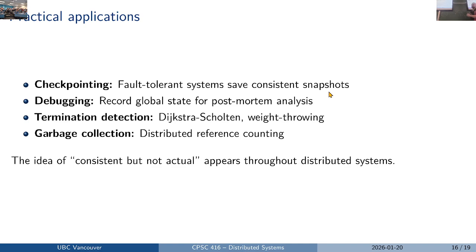In distributed reference counting, you can actually build garbage collectors, believe it or not. You can actually keep track of how many references are outstanding to something. Very interesting.